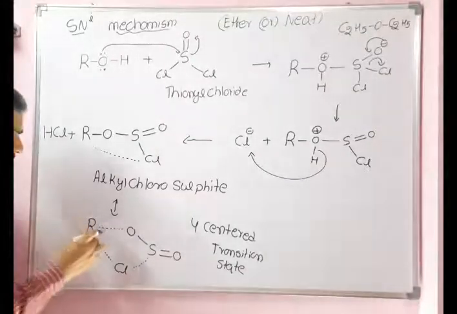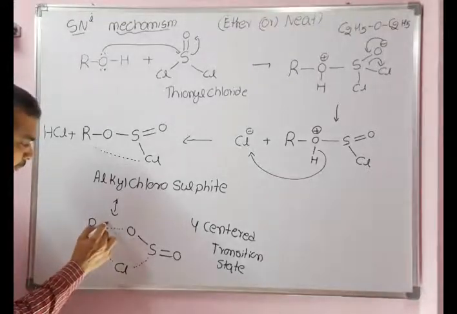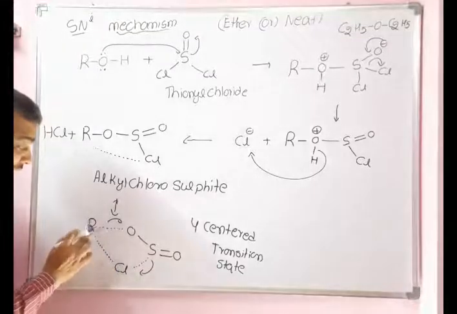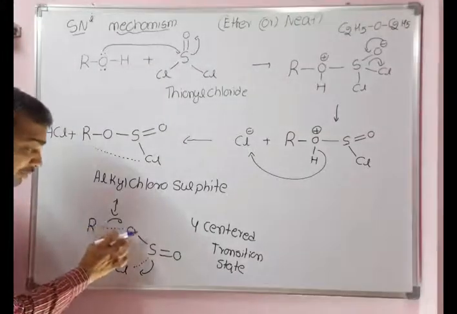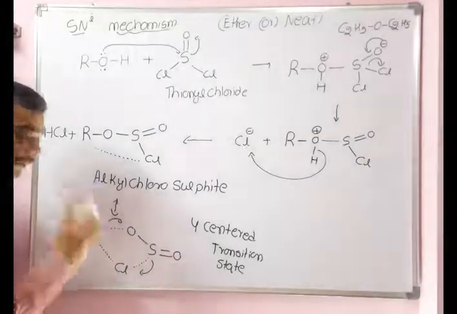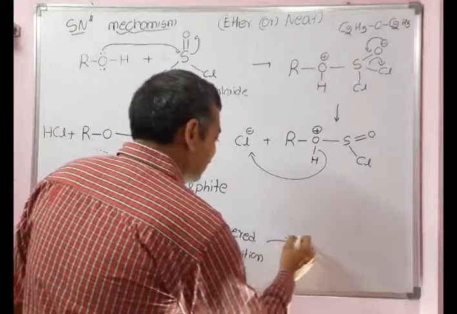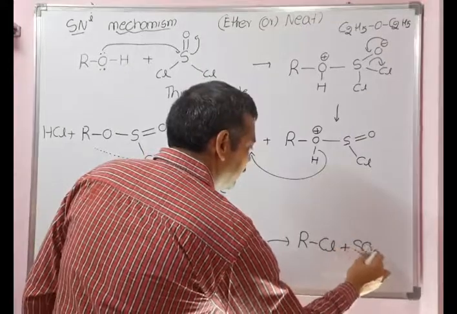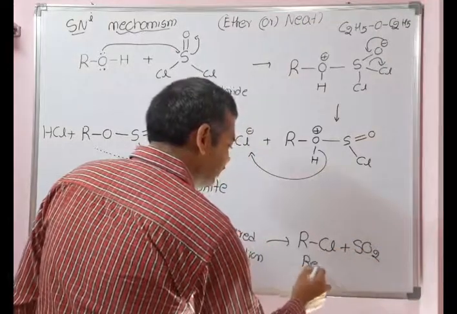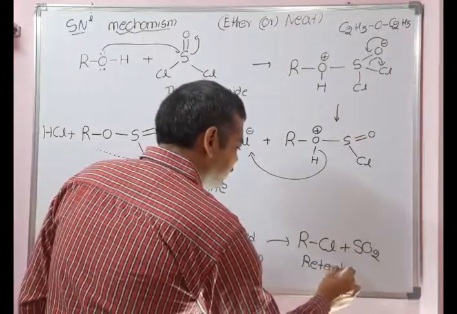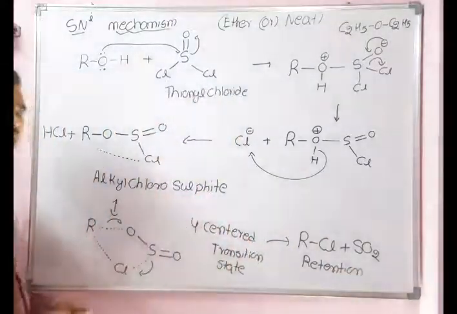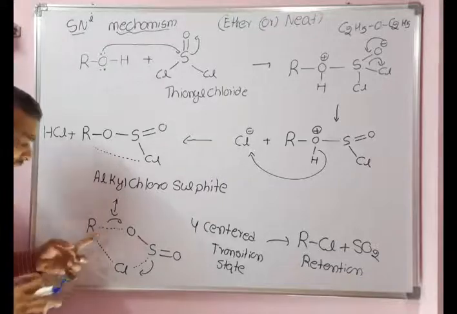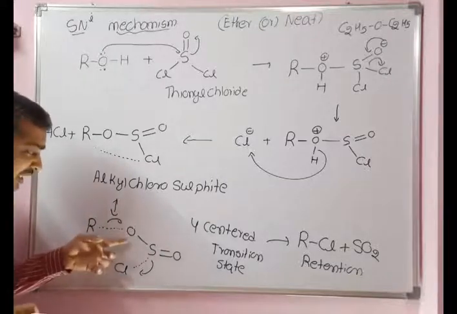So what is happening after that? This bond is cleaved and this bond is cleaved, and Cl minus attacks internally from the same side with respect to the alcohol. As a result, we get RCl plus sulfur dioxide. Whatever RCl is formed, that is with retention of the configuration. There is no other option here. Why? Because Cl minus attacks internally. That's why SNi, and it attacks at the same side with respect to the oxygen.